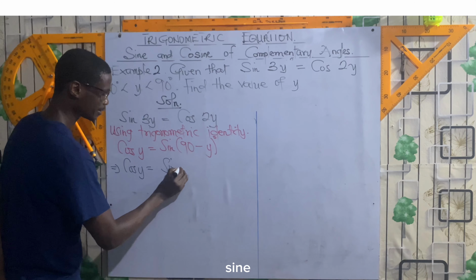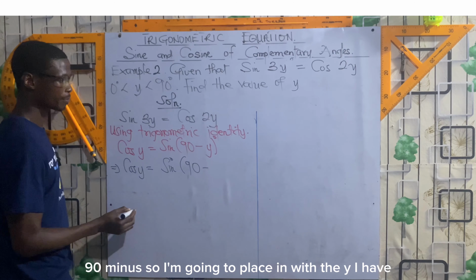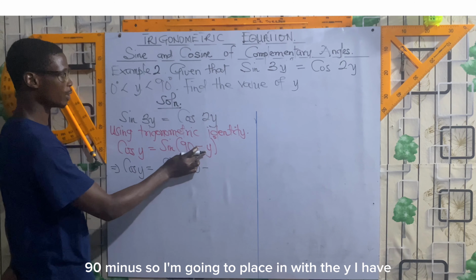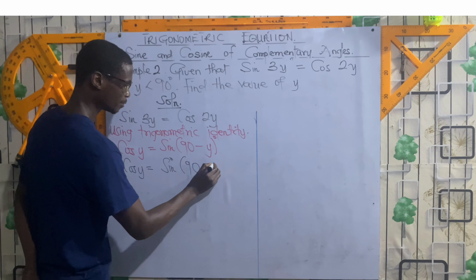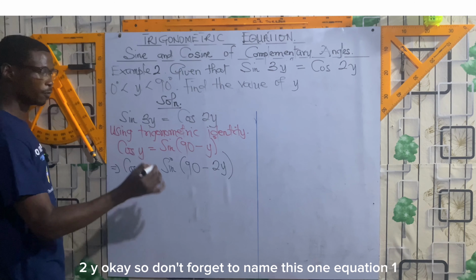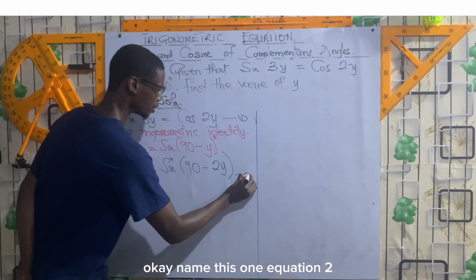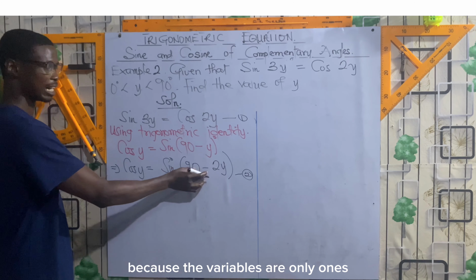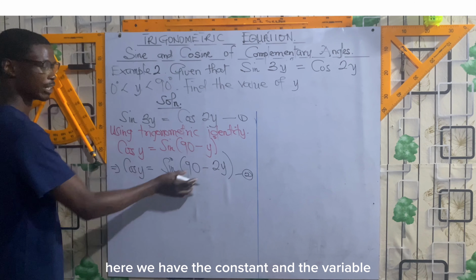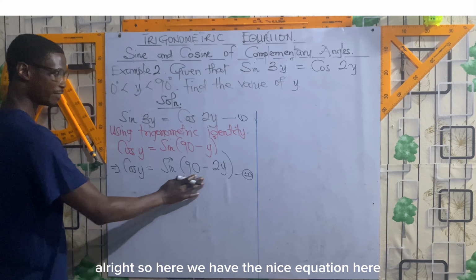Sine or sin 90 minus. So I'm going to replace in with the y I have, which is what? 2y. Okay. So don't forget to name this one equation 1. Name this one equation 2 because the variables are only ones here. We have the constant and the variable. All right. So here we have the nice equation here.